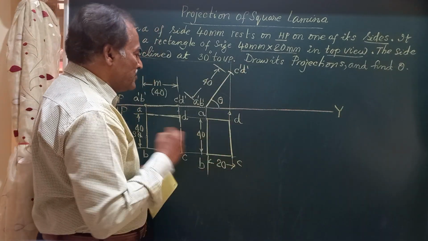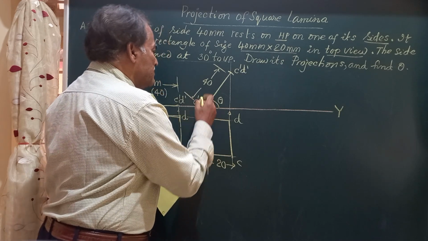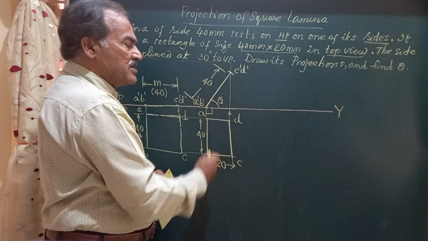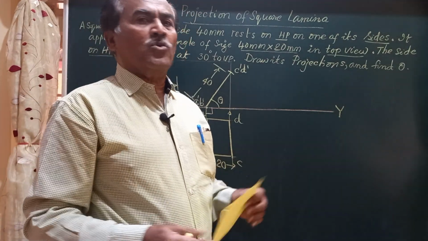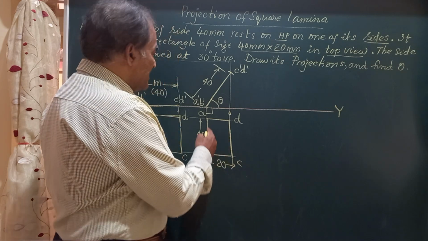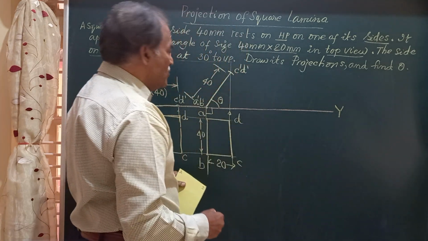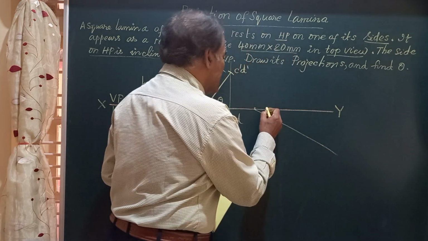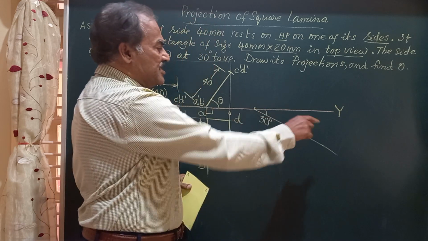Friends, you can observe here the lamina is resting on side AB as A dash B dash, and that surface is now perpendicular to VP, but that has to be at an angle of 30 degrees to VP. So what is to be done? We are going to redraw this top view such that the side AB is at an angle of 30 degrees to VP. So I take some point at random and draw a line at an angle of 30 degrees to XY, that's 30 degrees to VP.